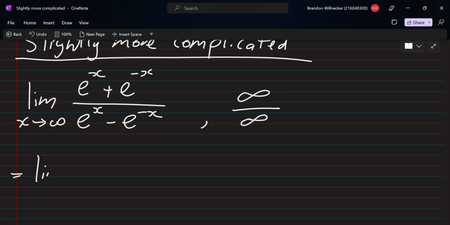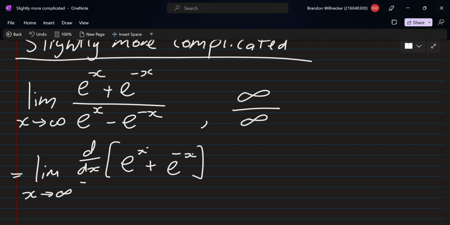So this is going to be the limit as x goes to infinity of d by dx of the top part, and d by dx of the bottom part.